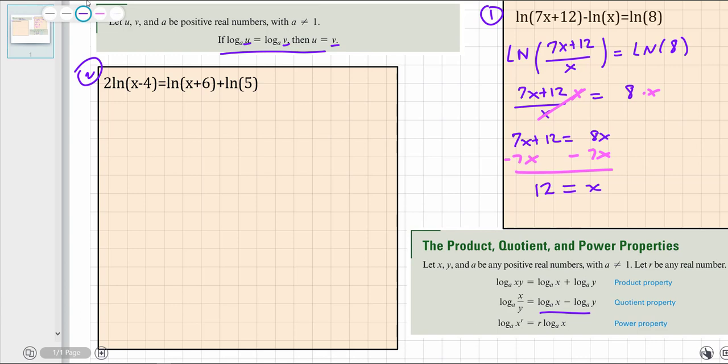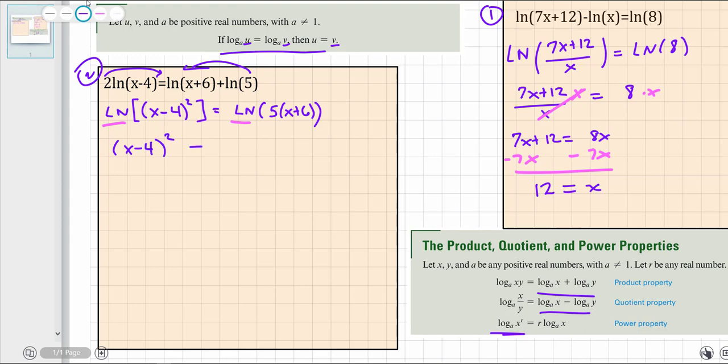Now this next one, remember, had a power rule: when you had this number out here, it goes up as a power. So this now would become ln of (x minus 4) squared. And then notice the plus, that's the multiplication. So equals ln, just so it looks a little better, I'm going to put the 5 out front, and then (x plus 6). So once again, we're home free. You have an ln on this side, an ln on that side, and now I can simply solve this for x.